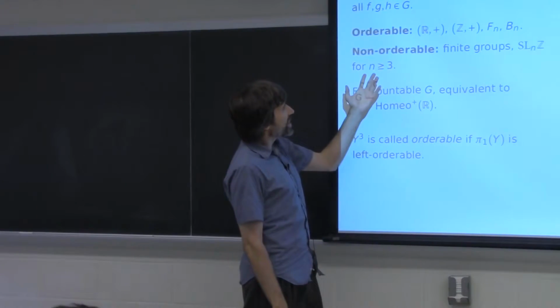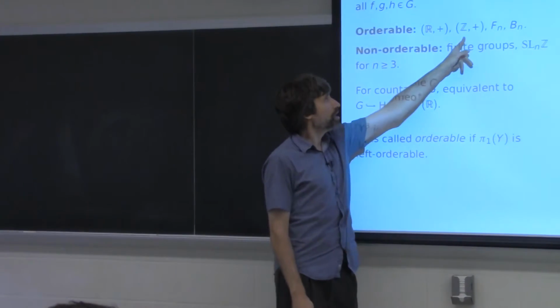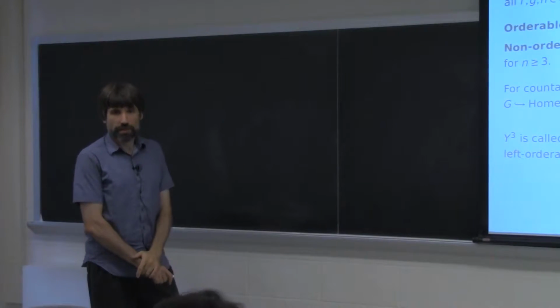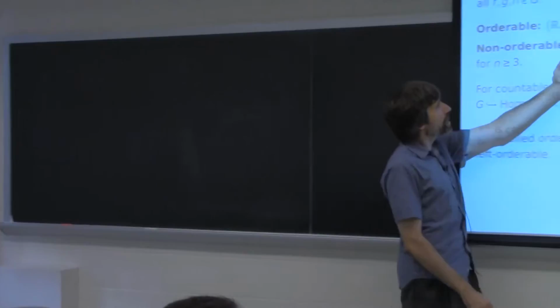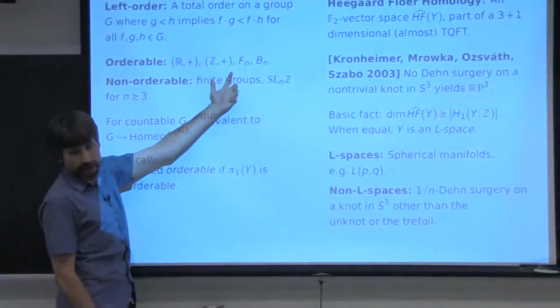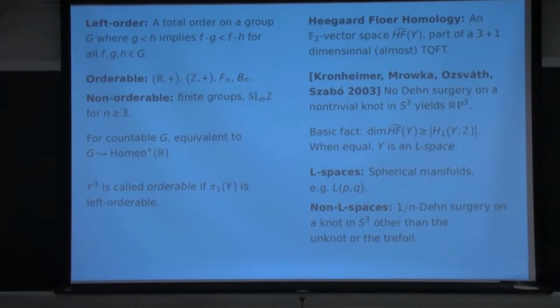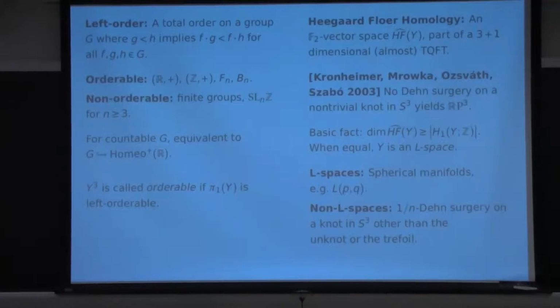Now here we'll mostly be interested in countable groups. So maybe the integers under addition is a better example. And lots of big groups: for example, the free group turns out to have many, many left orders, as does the braid group. There are other groups that are not orderable, such as finite groups.